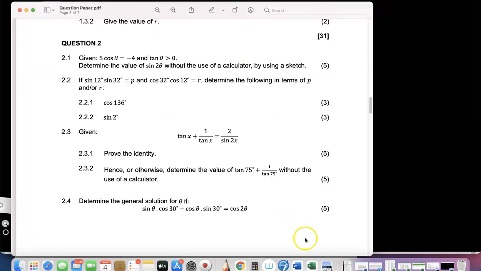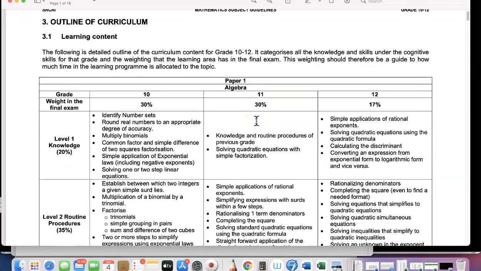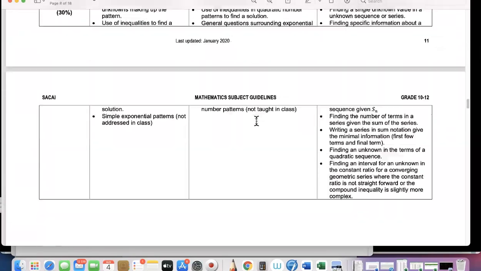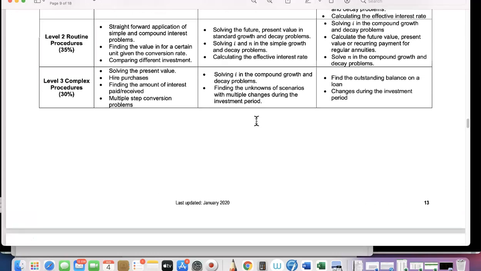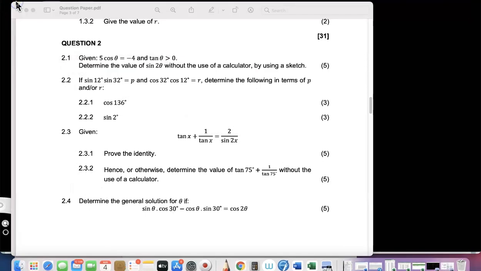Now you recall that when we looked at those math skills that you should be able to do by level, let me get there again, the math skills by level, here for trig, there we go. This is something that I should be able to do: using a sketch to find the value of trigonometric expressions. And so that's exactly what it's saying here. I need to find the expression of sine 2 theta, and I need to use a sketch.